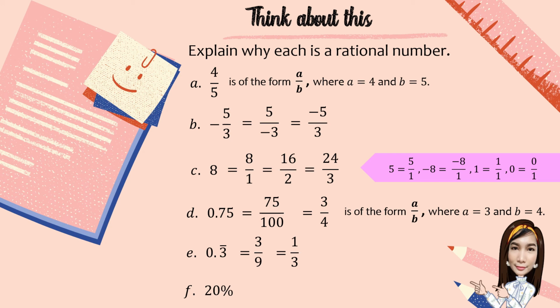And for the last, we have 20%. And 20% is equal to 20 over 100, and the GCF is 20. So 20 divided by 20, that is equal to 1, and 100 divided by 20, we have 5. So we have 1/5 or 1 over 5. And these are the examples of rational numbers.